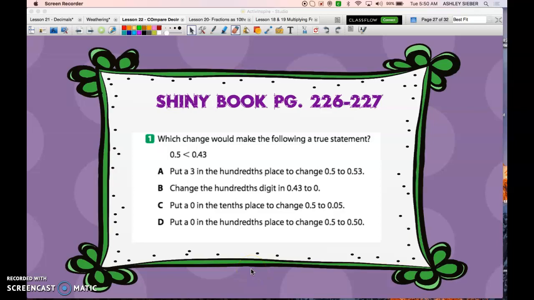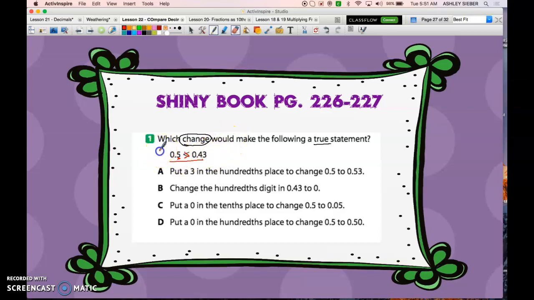Okay, let's do the first one together. On page 226, let's do number 1. The question says, which change would make the following a true statement? So they're saying that this is not true. That 5/10 is not less than. It should read greater than.